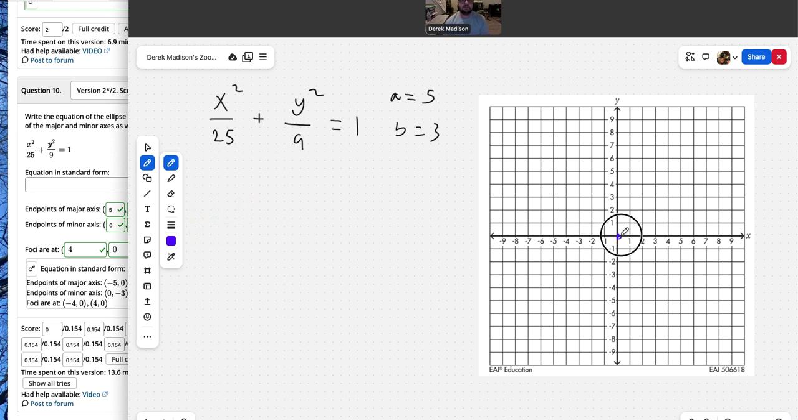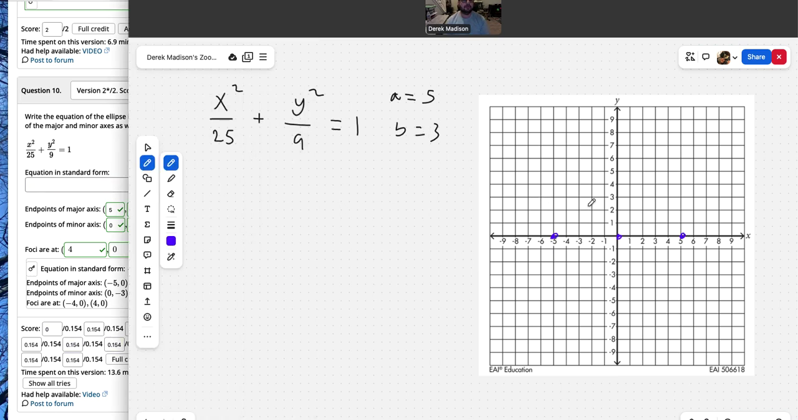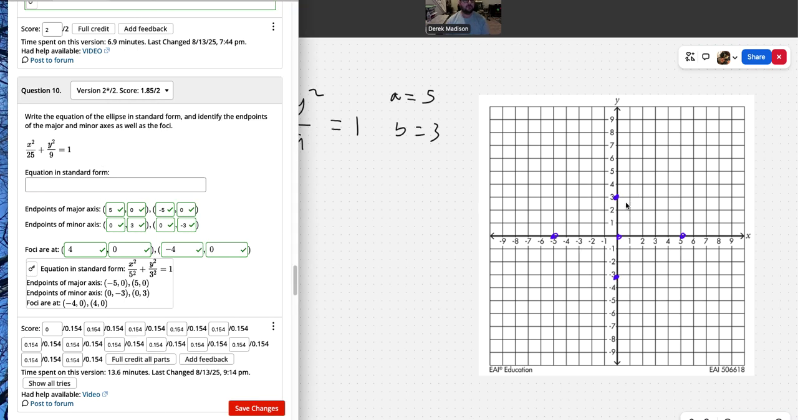So our center's at 0, 0. 5 is our A, so that's our major axis, so right there and right there. And then I can just read those points right off the graph, and so this is negative 5, 0, and 5, 0. That's what you have right here. And then likewise, the B is 3, so that's right there and right there. And you can just read those points right off of the graph, which is what you have there.